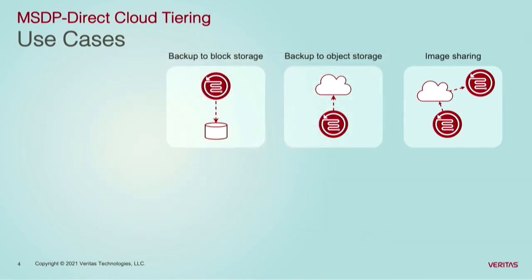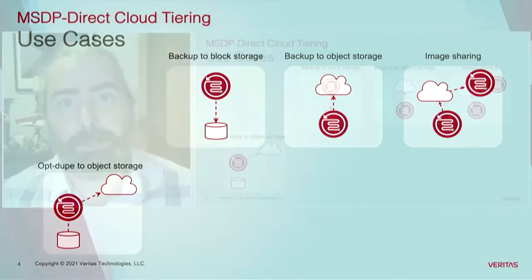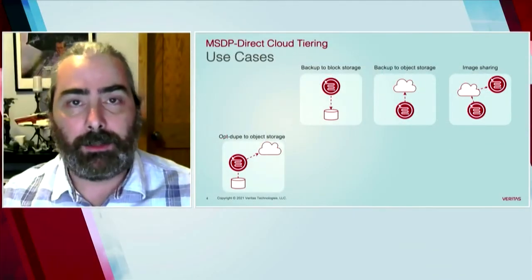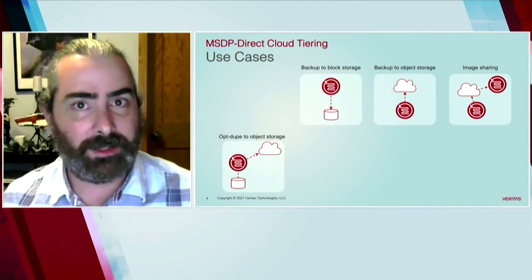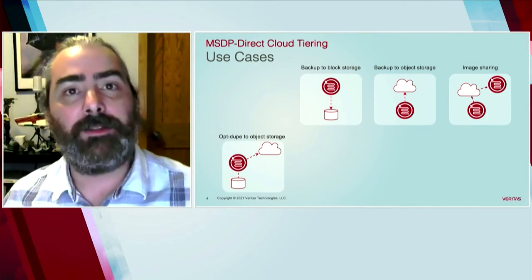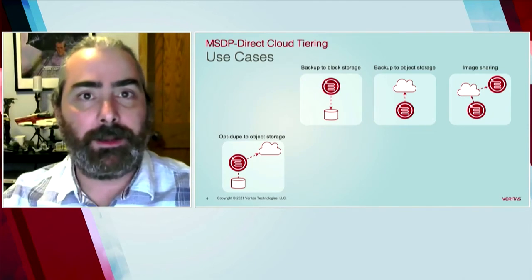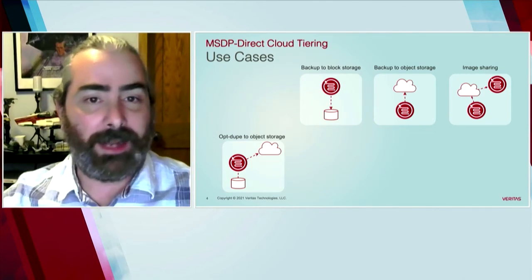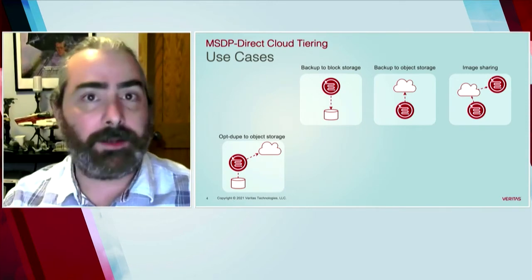Next is opt-dupe to object storage. And this is what I talked about a little bit, the optimized copy is super useful because it allows you to move the data as efficiently as possible. Think of it like compression, but even better. It allows you to move data to a target, but you're only going to send things that the target knows it doesn't have. And so this is like on-prem going to the cloud. It's optimized, it's very fast, and it works very well.